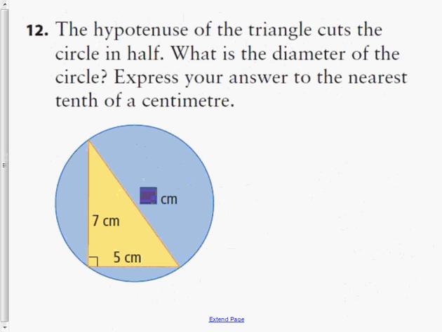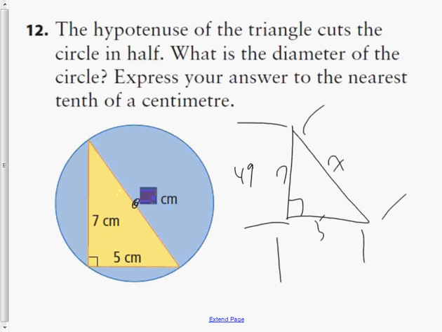Question 12, we have, oh, this is a good question. The hypotenuse of a triangle cuts the circle in half. What is the diameter of the circle? So what we want to know is what is the diameter of the circle in general. So if I take this and draw 7 and 5, x is really going to be my hypotenuse, but it's also going to be the diameter.